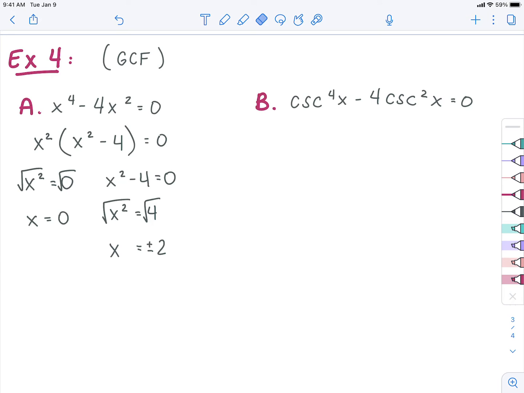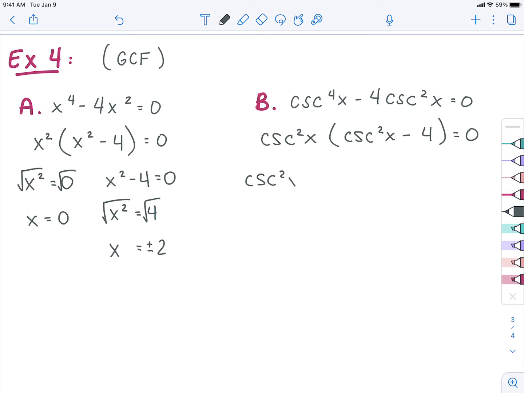So I see they both have cosecants. They actually both have 2 cosecants that they're sharing. So I can factor out a cosecant squared x. When I do that, it follows exactly the same rules. I'm still dividing everything by cosecant squared x, so I'm subtracting their exponents, which means I'm left with cosecant squared x minus 4 equals 0.